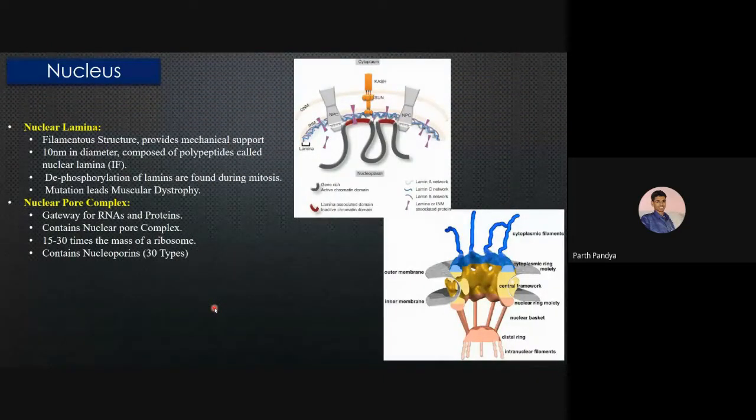So nucleus, as I said, has the nuclear lamina, a filamentous structure which provides mechanical support. It is around 10 nanometer in diameter and is composed of polypeptides called lamins. These are intermediate filaments, around 10 nanometer in diameter.